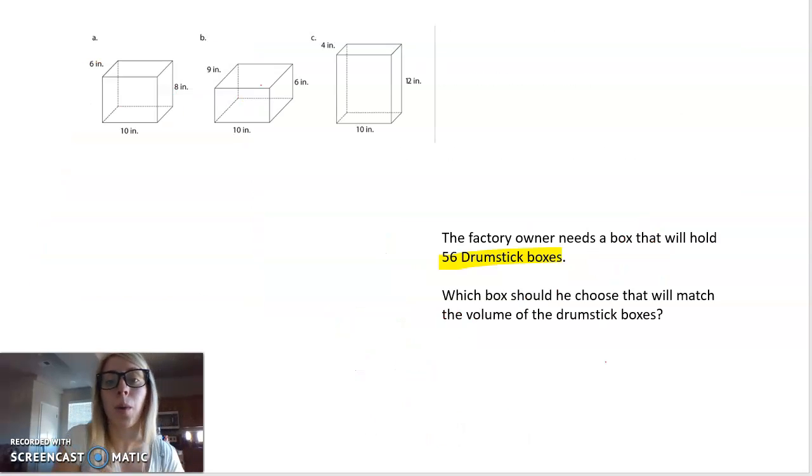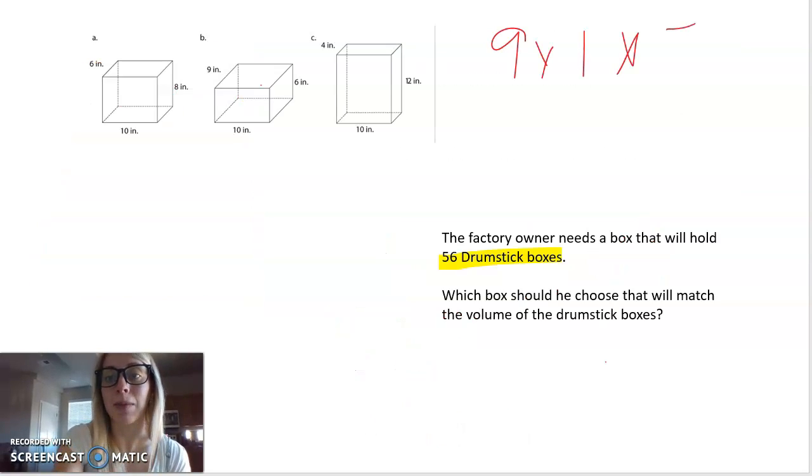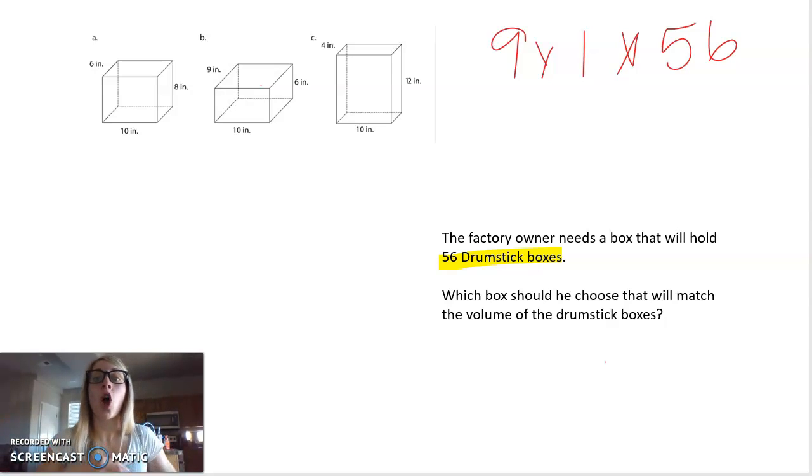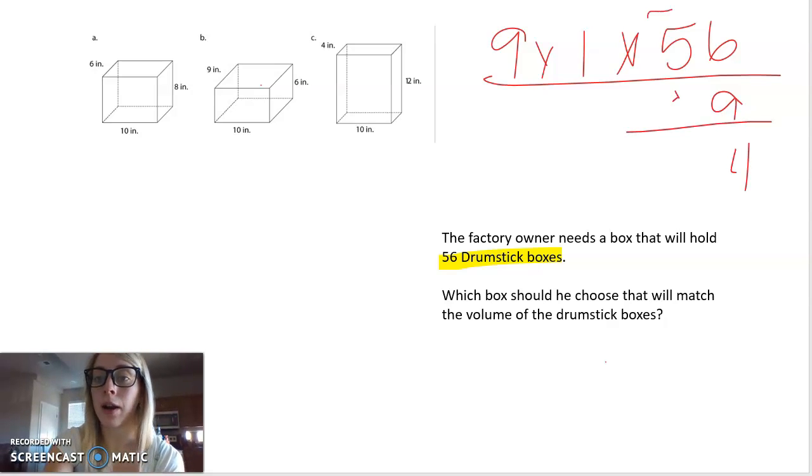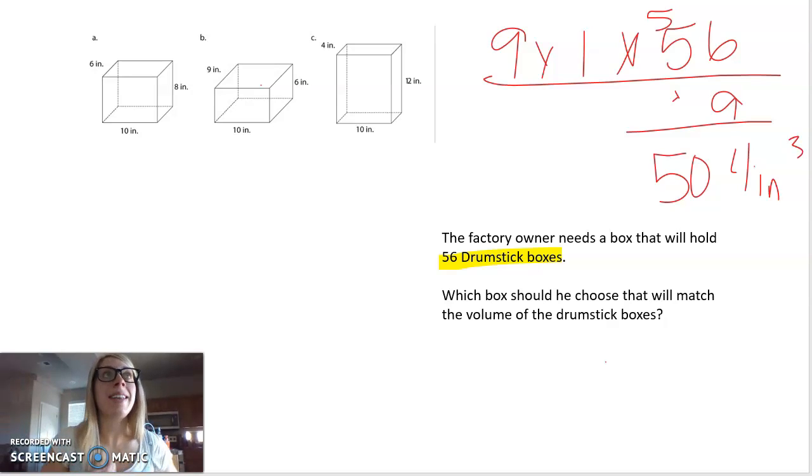So now we're working with 9 times 1 times 56. So we need a box that is going to hold the same volume here that we find here. So I'm going to quickly do 56 multiplied by 9. So we have 54 here plus 45, which is 504 inches cubed. So we need a shipping box that has a volume larger than 504 or exactly 504. It can be bigger, but it cannot be smaller, okay? It can be the same or bigger, but it cannot be smaller.